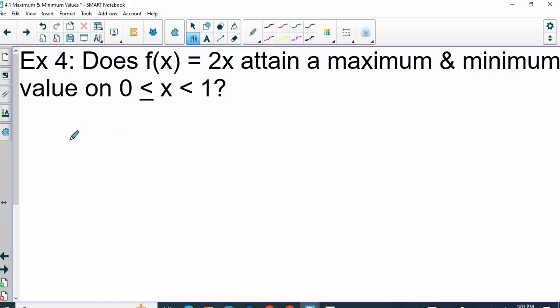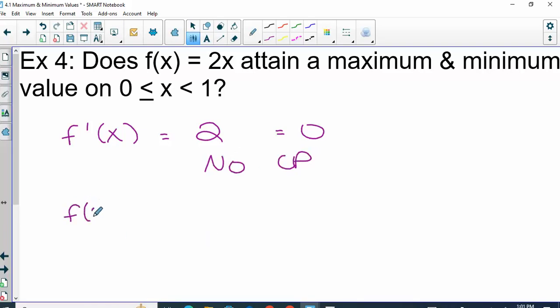To find it, we need critical points. How do I get my critical points? Derivative. What is my derivative? 2. Critical points are when the derivative is 0. Does that ever equal 0? No. So there are no critical points. That means my only options for the max and min are the endpoints.